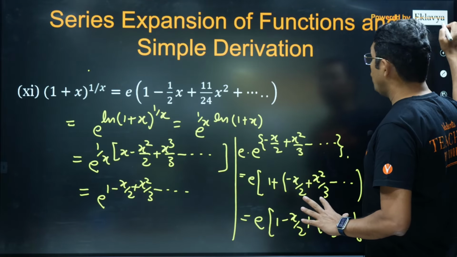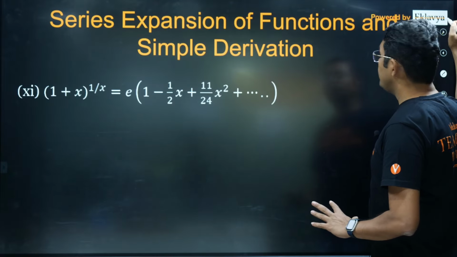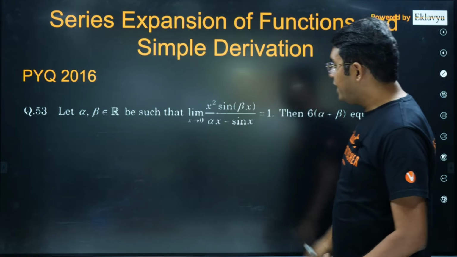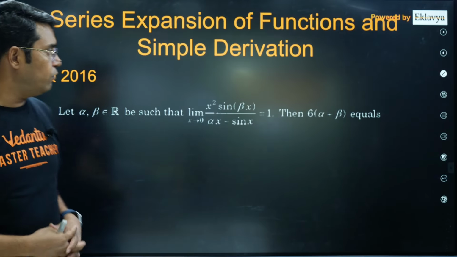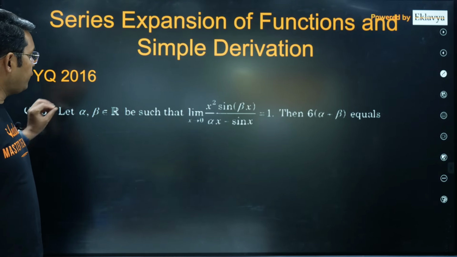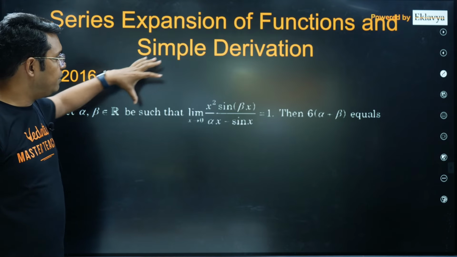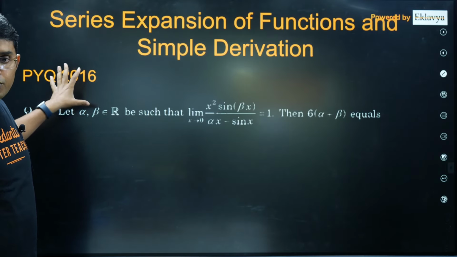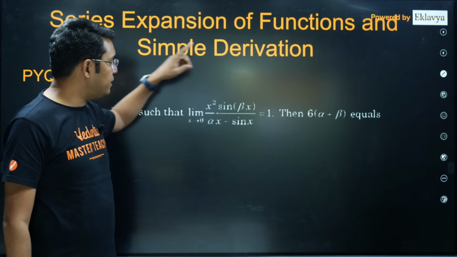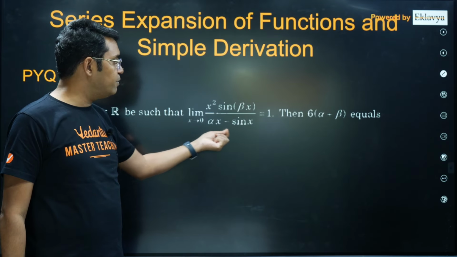So that is all I have talked about so far in this session. Now this is one very simple question. After doing whatever we have done so far, we have to find the alpha and beta if this limit is 1, and this is a previous 2016 question. X square into sine beta x, and in the denominator it is alpha x minus sine x.